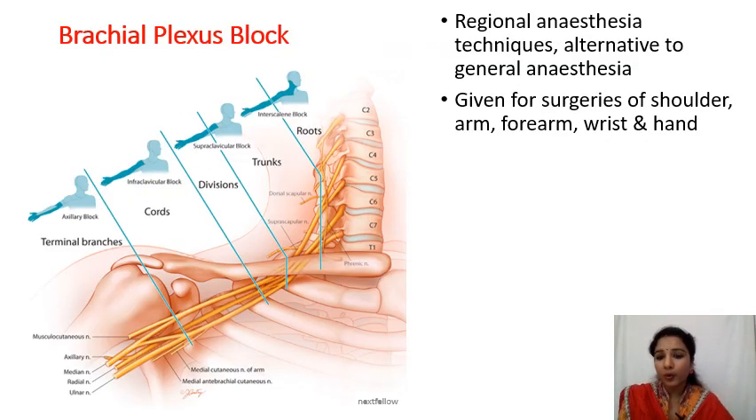Brachial plexus block, as I said, is a regional anesthesia technique, an alternative to general anesthesia, and it is given for surgeries of the shoulder, arm, forearm, wrist and hand. So we can see here the block. This is interscalene block, supraclavicular block, infraclavicular block, axillary block. So these are the sites where you can block the brachial plexus.